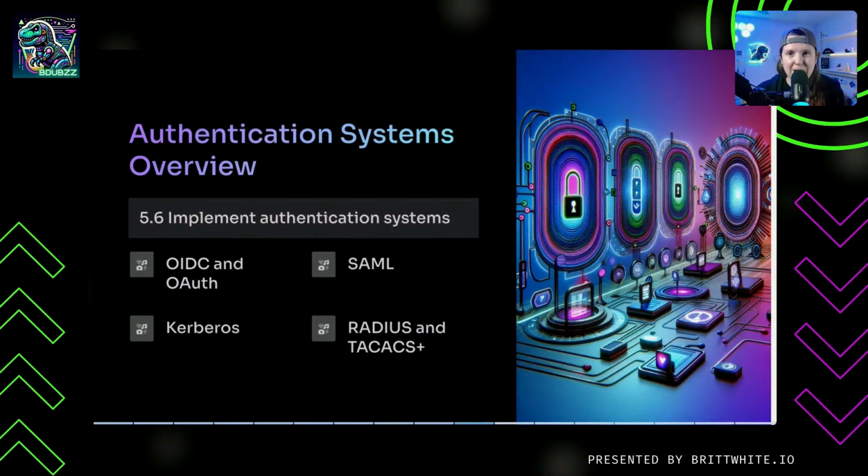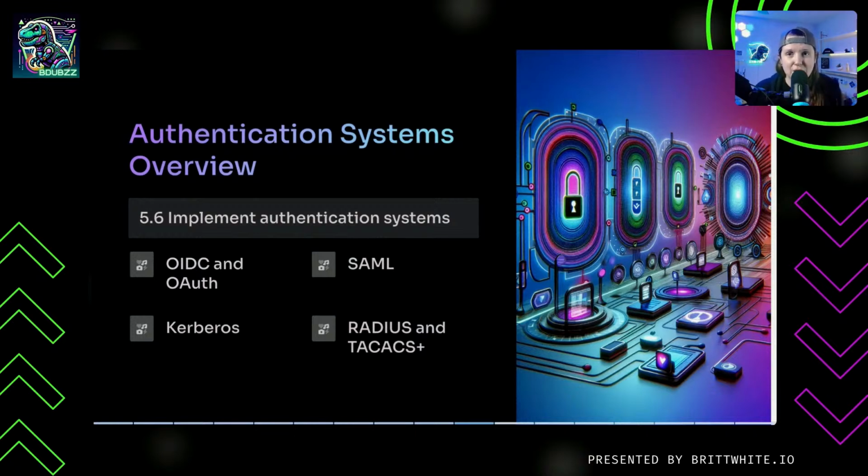First, we'll look at OIDC and OAuth, which work together to handle delegated access. You've probably used this when you click sign in with Google on various websites. Next, we'll explore SAML, the backbone of enterprise single sign-on. This lets you log in once to your company portal and access all your work applications seamlessly.